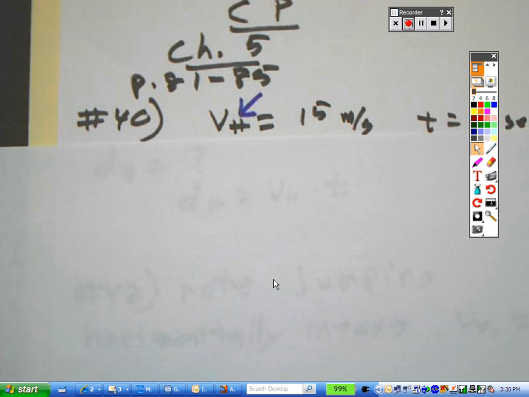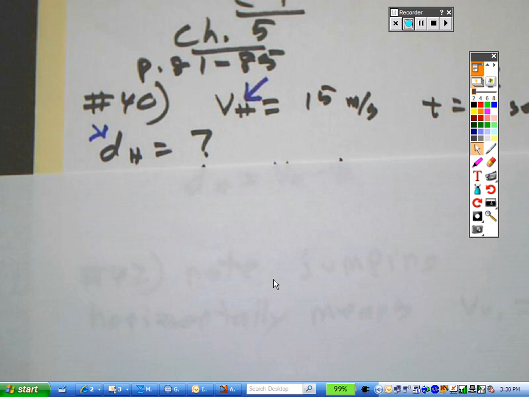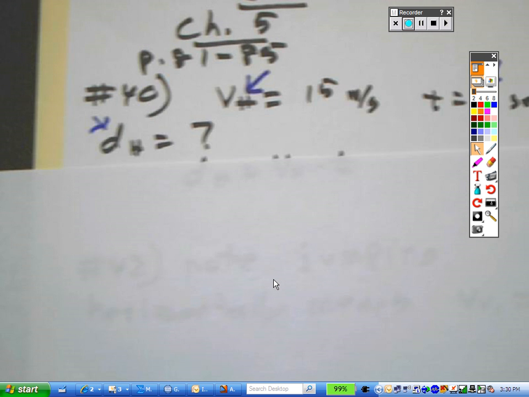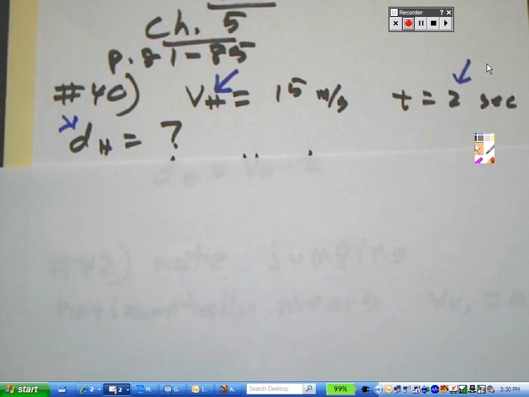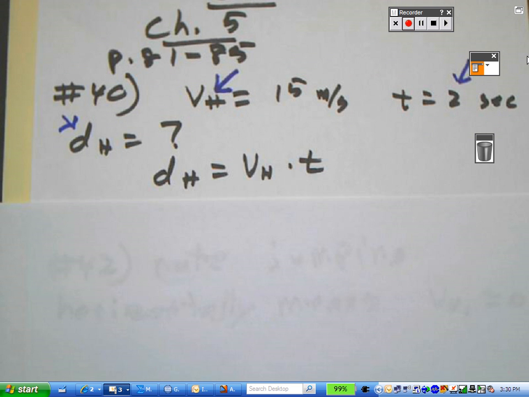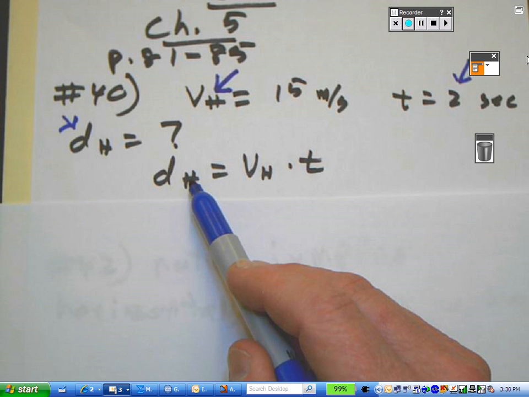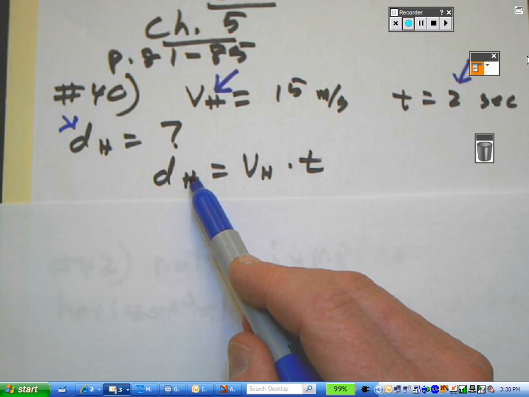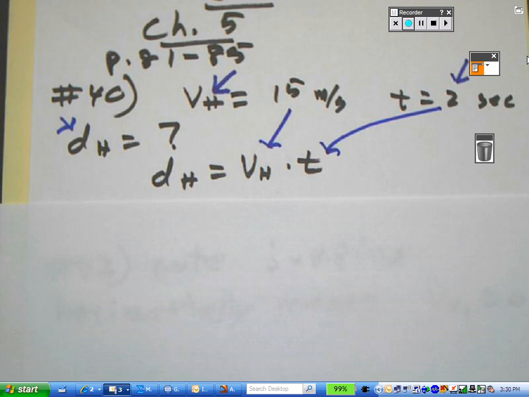When you look on your formula sheet, if they ask what the d_h is, then it's very simply going to be a formula. So we're looking for a formula that has d_h, and that would be simply this one. Since we're solving for d_h, take the 15 and the 2, and that's easy mathematics.